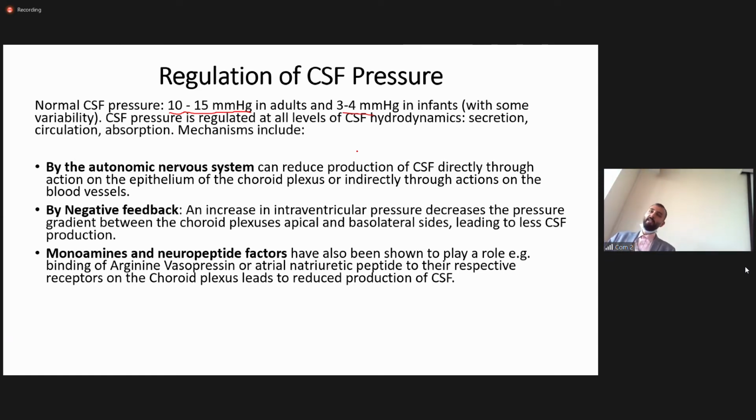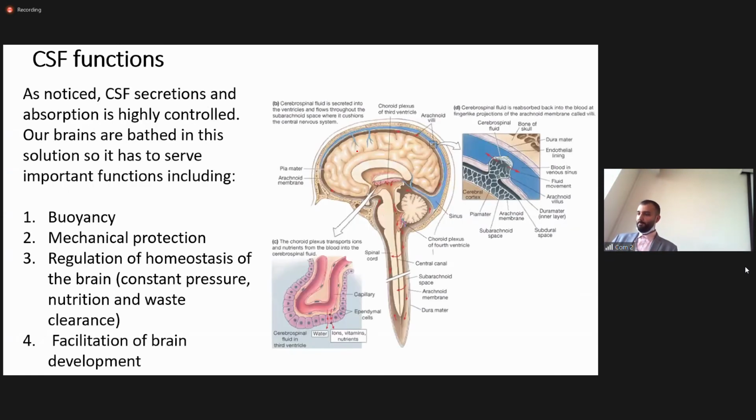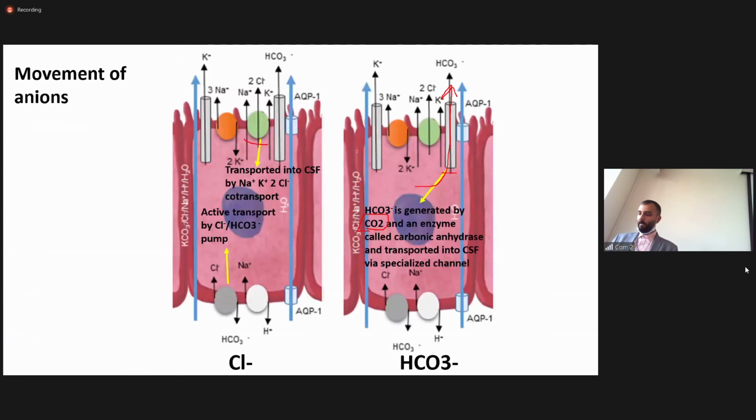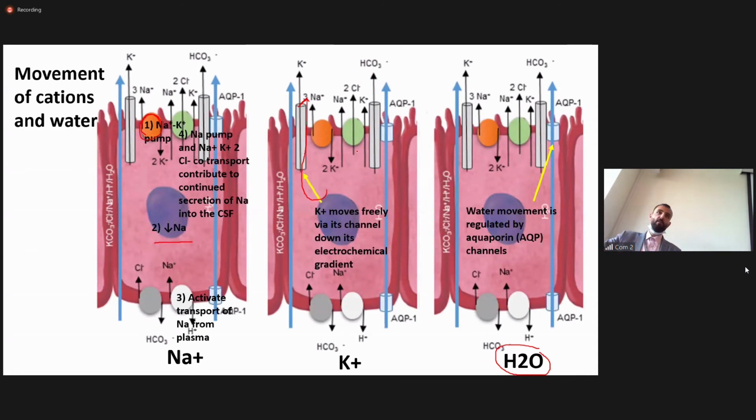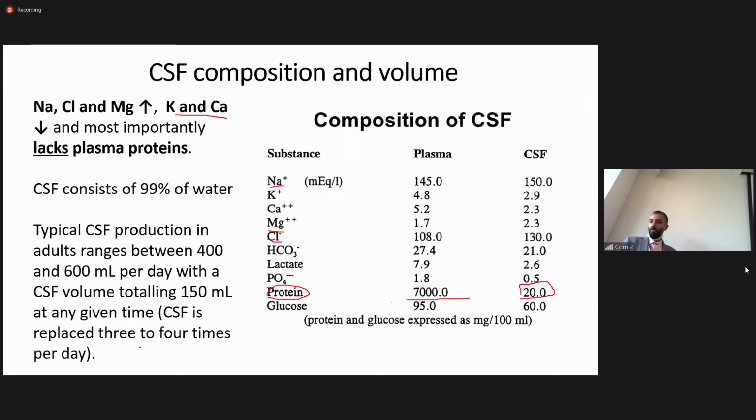There is also negative feedback, because you remember that we said there are different channels on either side of the ependymal cells, and pressure plays a role. So for example, if there is high pressure in the ventricular system, this will reduce the pressure gradient across the ependymal cell, leading to lesser production of CSF. Is this clear? Okay. What else?